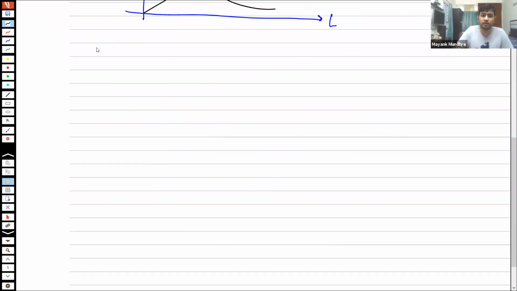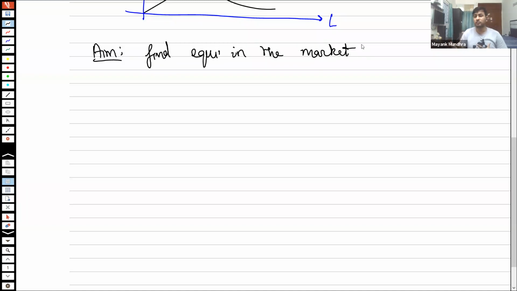So those of you who have seen the videos or attended the first lecture, I've told you what the aim of microeconomics is. The aim of microeconomics is to find equilibrium in the market. Find the equilibrium. Justify that equilibrium exists and find what that equilibrium is going to be. So this is basically your Adam Smith's invisible hand theory.